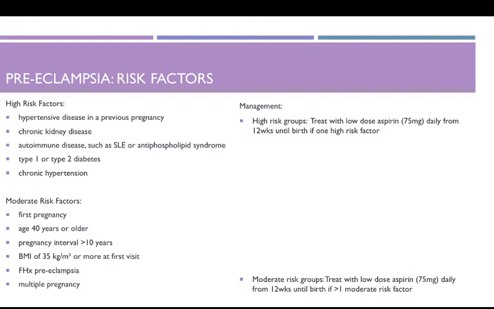The other category is moderate risk factors. Moderate risk factors for developing preeclampsia include it being your first pregnancy, being aged 40 years or older, having an interval of more than 10 years between your current pregnancy and your last pregnancy, having a BMI of 35 or more at your booking visit, having a family history of preeclampsia, or having a twin or triplet pregnancy, so a multiple pregnancy. If a woman has more than one moderate risk factor, then she's treated with low-dose aspirin, so 75 milligrams daily from 12 weeks until birth. And that's a prophylactic treatment for preeclampsia.